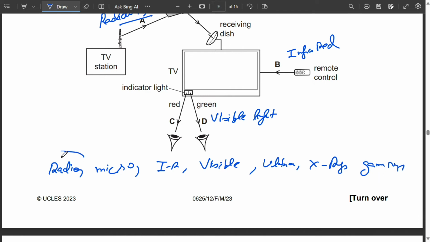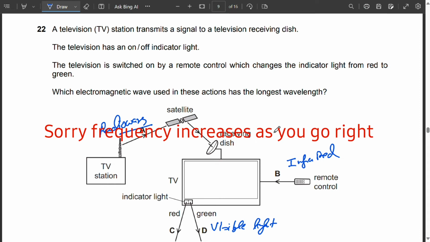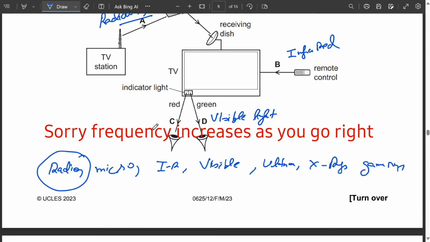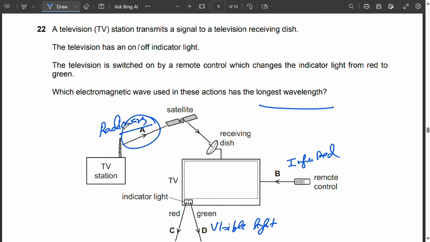Among this, you can see radio waves have the highest wavelength, and the wavelength decreases as you go towards the right. Similarly, radio waves will have the lowest frequency, and the frequency increases as you go towards the right. But we are concerned only about the longest wavelength, so radio wave has the longest wavelength, so A is the correct one.